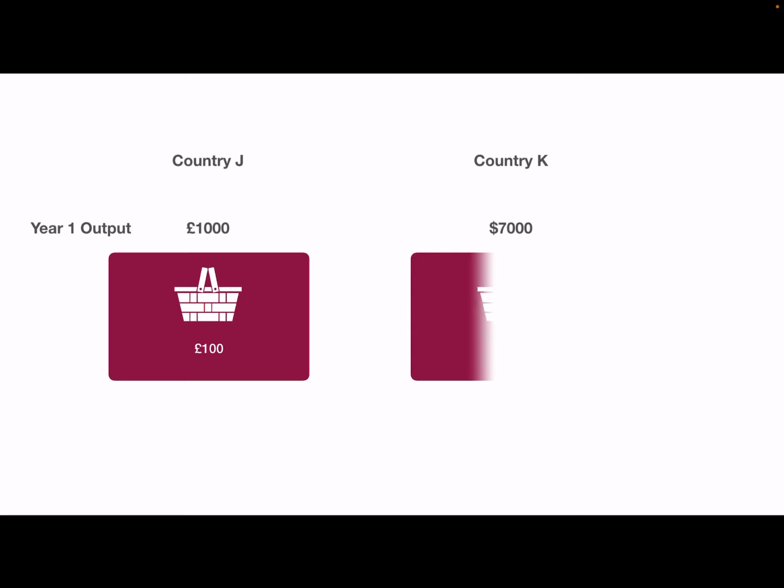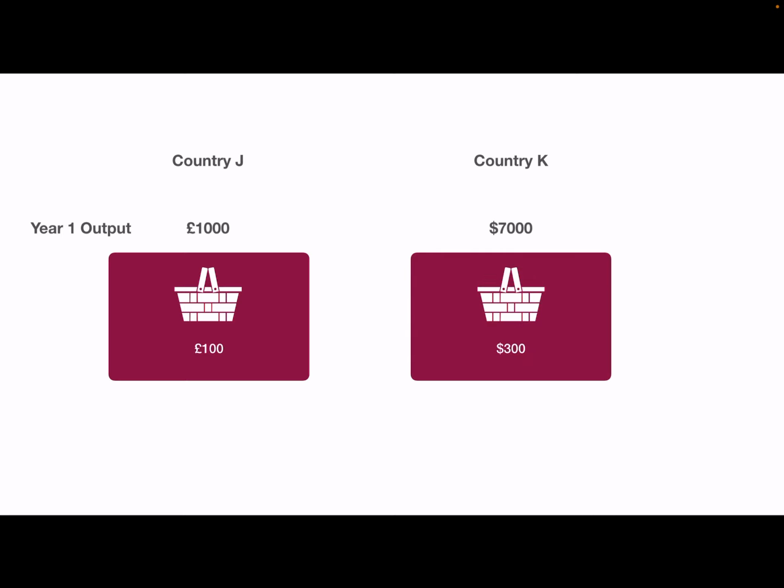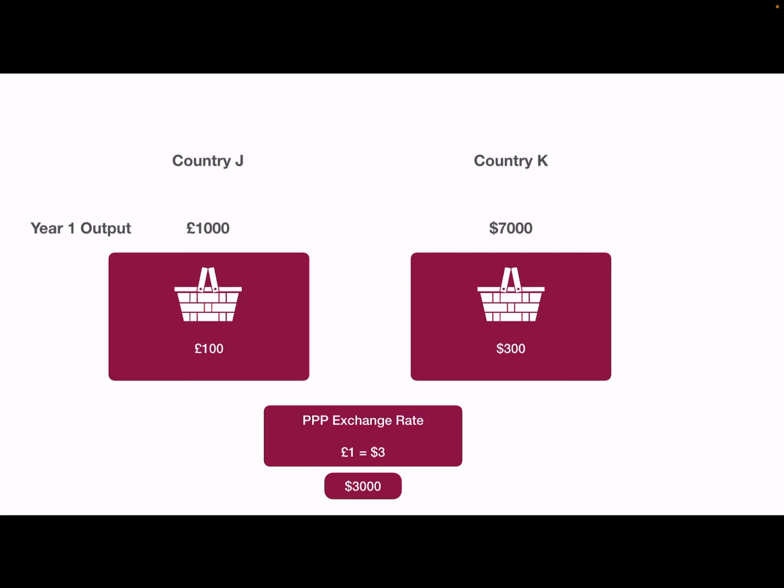Here's an alternative approach. You could look at what you could buy with your money in the different countries. If you can buy a basket of goods for £100 in country J, and the same basket of goods in country K costs $300, then you could use a PPP, or purchasing power parity exchange rate, of £1 equals $3. This is showing the parity of, or the sameness of what you can buy between two different countries in terms of your purchasing power. So if we use this to convert the data for country J, they had produced $3,000 worth of output in year 1.